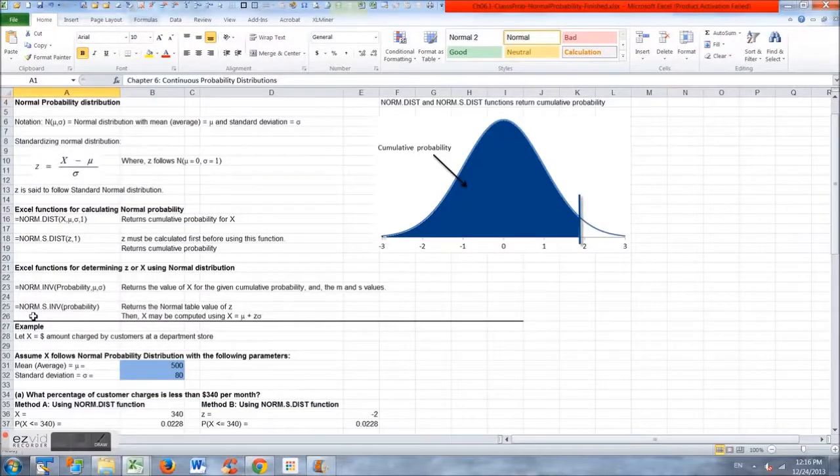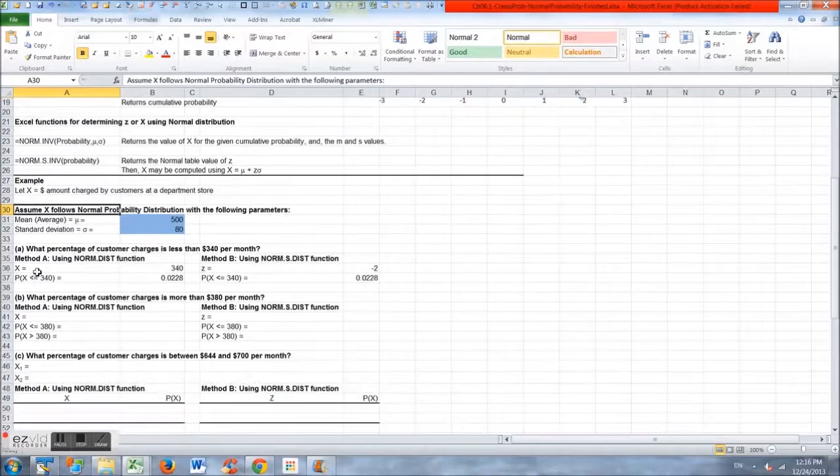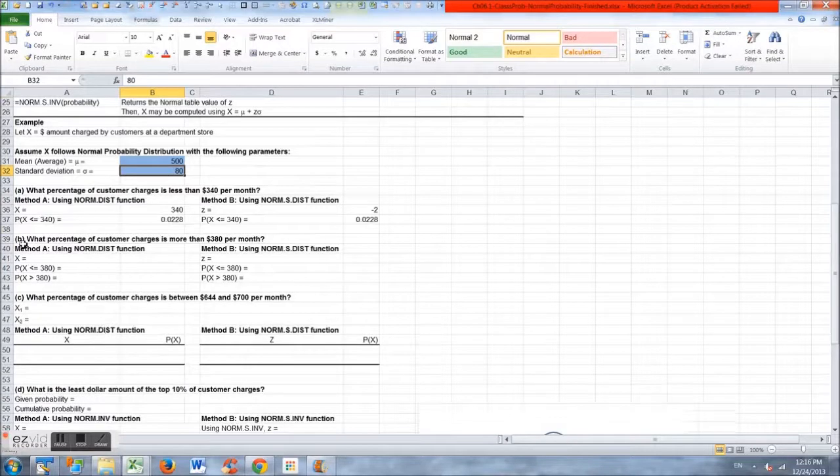We now continue with the same file. This time, for the same problem, x equals the amount charged by customers at a department store, mean mu is 500, standard deviation is 80. Now we want the probability or percentage of customers who would charge more than $380.